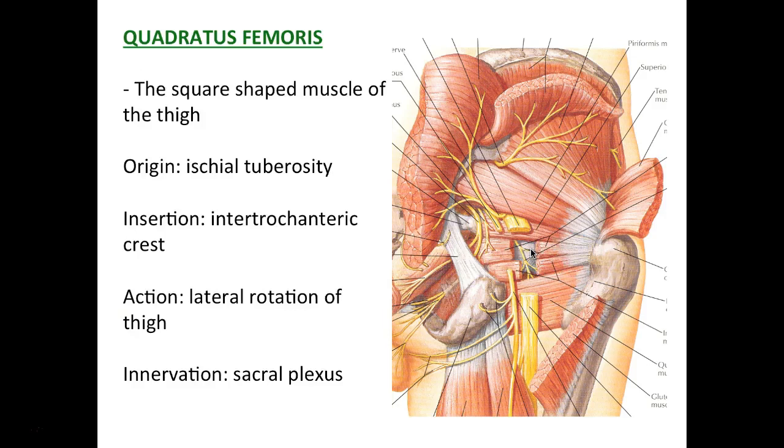And then lastly, we have our quadratus femoris here. And this is quadratus because it's four-sided. It's a square-shaped muscle of our thigh. And it's going to originate from the ischial tuberosity, which you see right in here. This is our ischial tuberosity. And then it goes over, and there isn't quite enough room on that greater trochanter for it anymore. So it inserts onto the intertrochanteric crest. Remember that the crest is always posterior. Think PC. And the action of this is lateral rotation of the thigh. And innervation will be the sacral plexus.